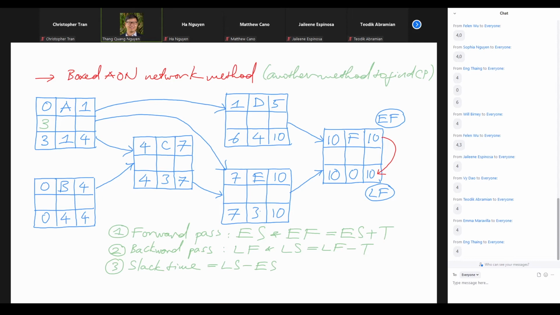Or equivalently, we can do that as the latest finish minus the earliest finish, right? So this time around, we compare the 2 finish dates. Then we take this 4, subtract that 1. Then we also have the slack time of 3. And it's not a coincidence that these 2 numbers are exactly the same. They must be the same.